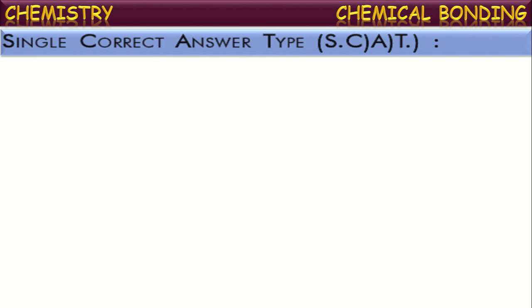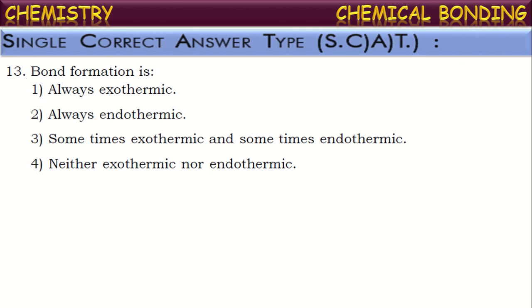Now let us see single correct answer type questions. See the first among those. Bond formation is always exothermic. Yes, by the bond formation, atoms come to a lower energy state by releasing a certain amount of energy. That releases energy and the system goes to the least energetic or most stable state. So it is always exothermic.